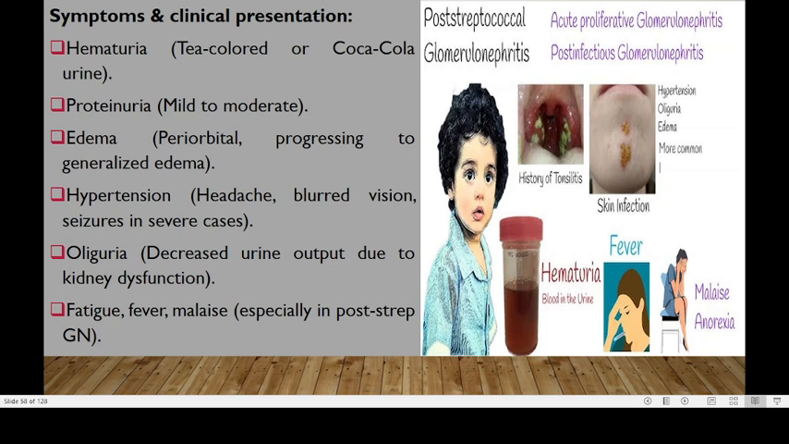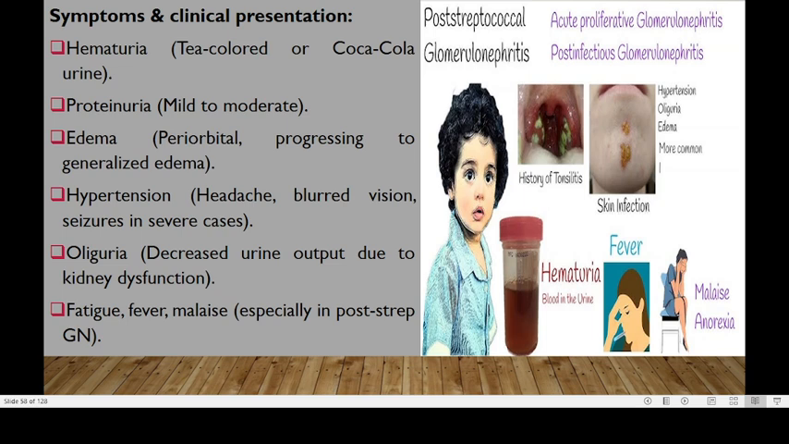urine. Proteinuria, this could range from mild to moderate. Remember, for nephrotic syndrome it was severe. Edema, so the patient could present with periorbital edema, which progresses to generalized edema that we are referring to as anasarca, although anasarca is more pronounced in nephrotic syndrome.